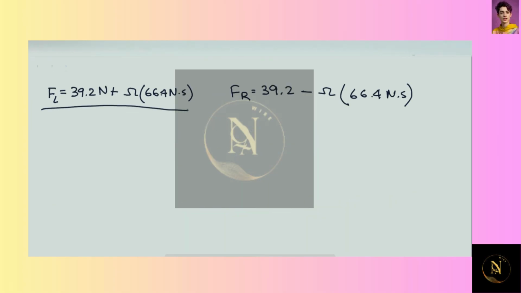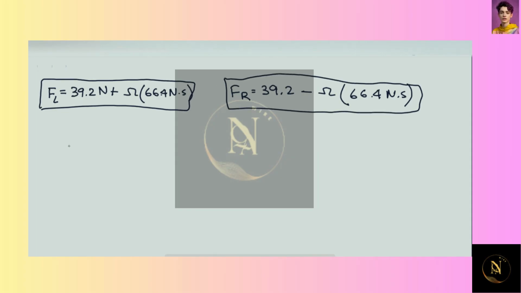So we wrote these two equations over here as well, so that it's easier to visualize. Now for part A, our big omega is 0, or the shaft is at rest. So in that case, this part goes to 0, so all we have is this number. So that means FL is equal to FR, which is equal to 39.2 newtons.